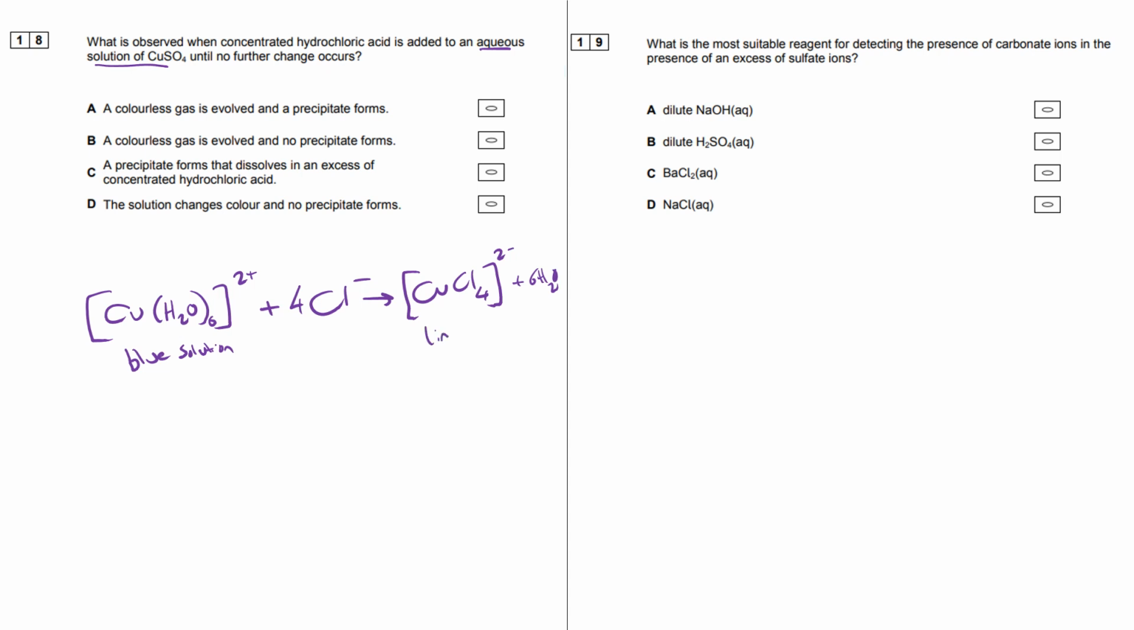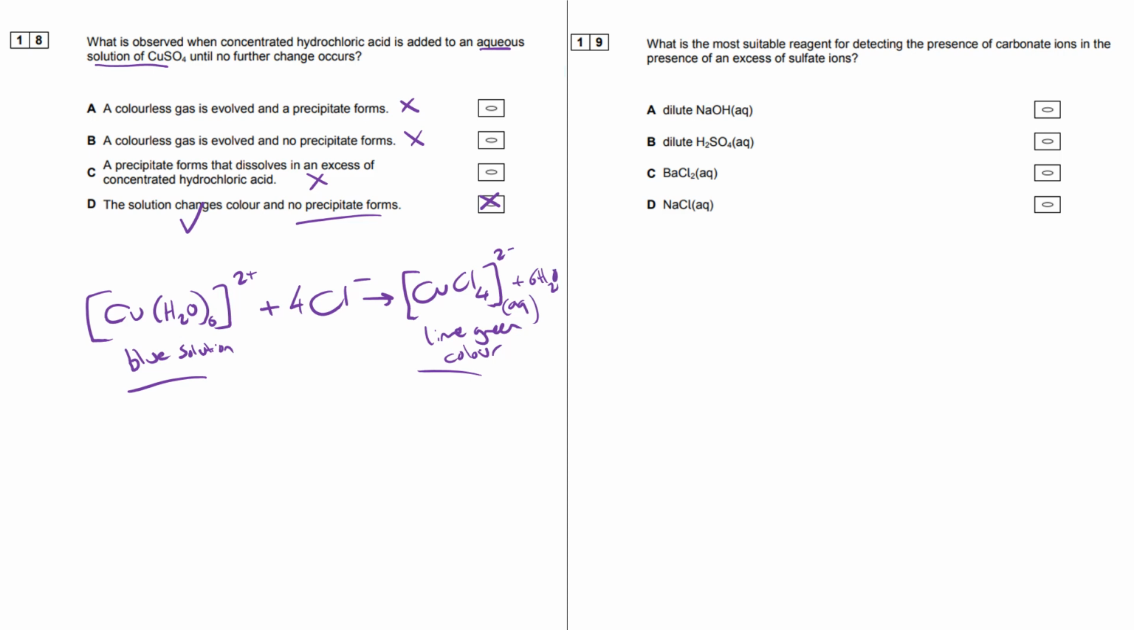Copper chloride is a lime green solution, so you're going to get a colour change happening. You don't get any gas evolved here, you're just going to get 6 waters as a byproduct. Again, no gas is evolved. You're not going to get a precipitate, you're going to get another complex, because the complex has an overall charge that is aqueous, so you're not getting a precipitate. The solution does indeed change colour, as I've mentioned, but there is no precipitate forming. So answer D is correct.